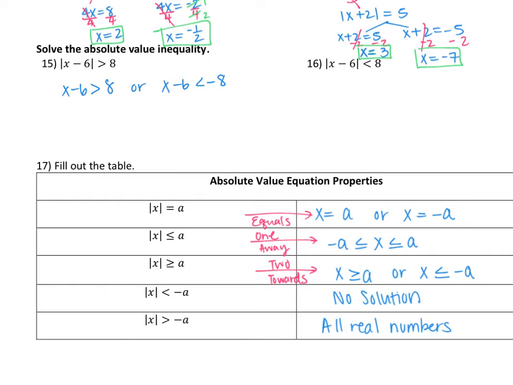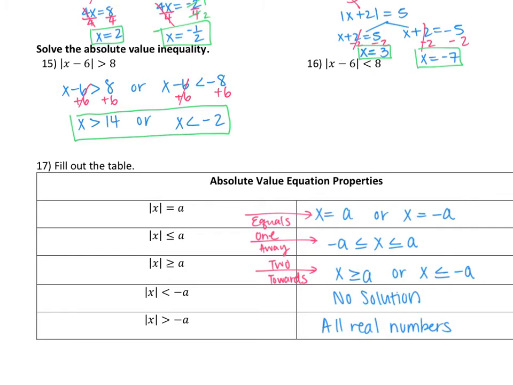So from here, I'm going to just solve. I'm going to add 6 to both sides, cancel. And so x is greater than 8 plus 6, which is 14. Or if I add 6 to this side here, x is less than negative 8 plus 6, which is negative 2. And so my two answers here as an inequality are x is greater than 14 or x is less than negative 2, and we're done.